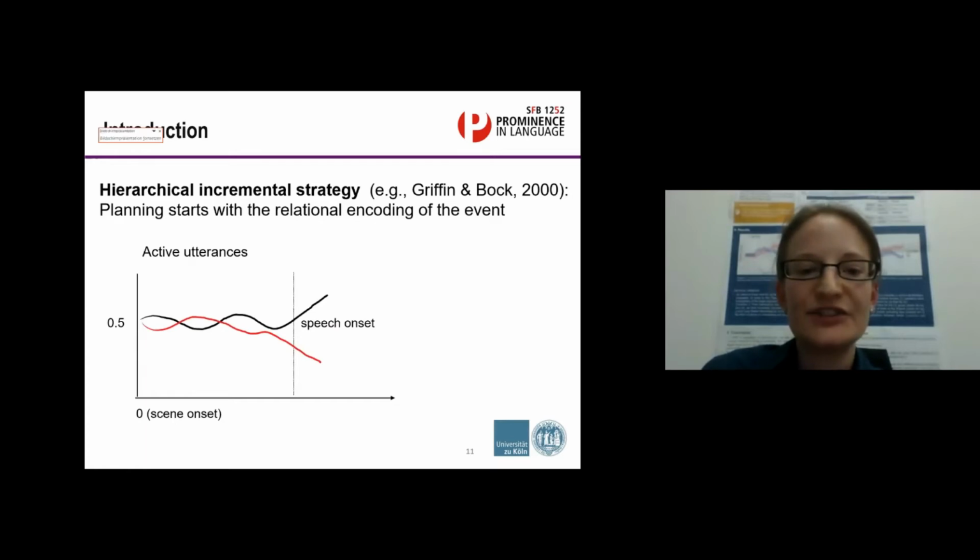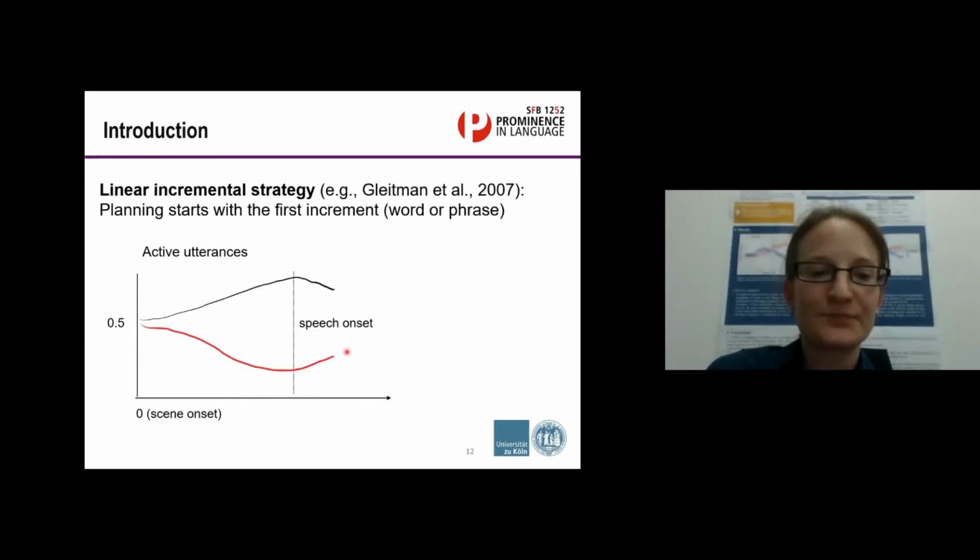For our analysis, we chose an initial time window of 400 milliseconds based on previous research stating that indication for one of the two strategies should be visible within approximately 400 milliseconds. So here you can see the idealized graph for an SVO active utterance when following a linear incremental strategy. What we expect here is that speakers immediately look to the character to be mentioned first.